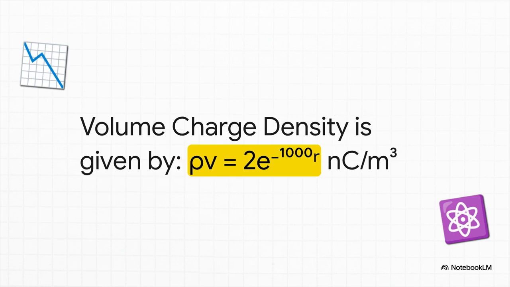And this right here, this is the rule book. This equation tells us exactly how that charge is spread out. This is the volume charge density, ρV, and you can see it's all about r, the radius. It's an exponential function, which is just a fancy way of saying the charge is packed super tight right at the center, and then it fades out really, really fast as you move away from it.